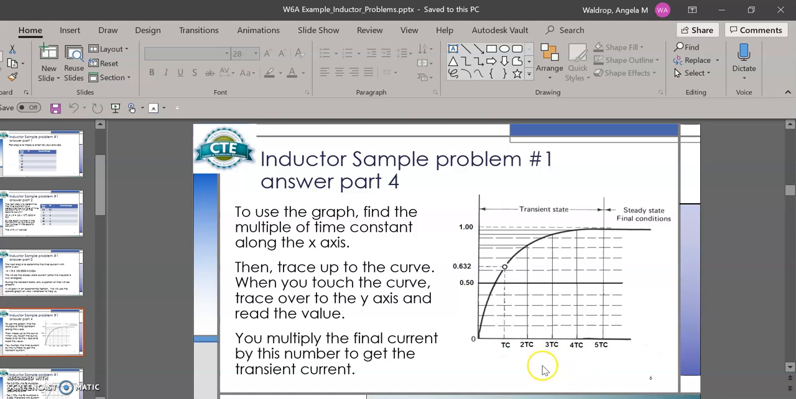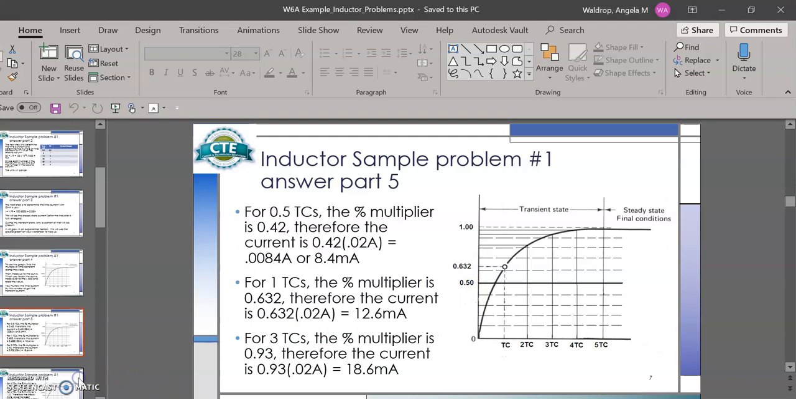So to use it, what we're going to do is find the multiple of time constant that applies. We'll trace up to the curve, and when we get to the curve, we trace over to the side on the y-axis, and that will tell us the value that we need to multiply the final current by, okay? So again, we find our value of time constant down the bottom, what multiple of time constant, go up to the curve, and then trace over. So let's go ahead and do that for our problems, okay?